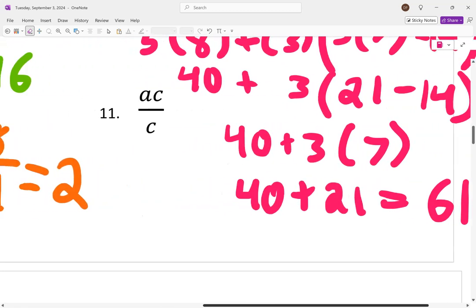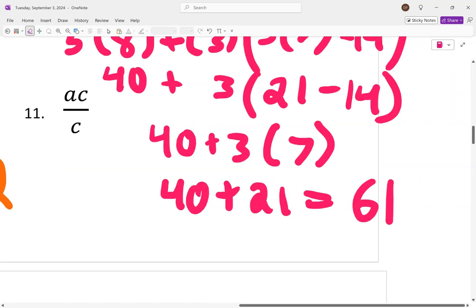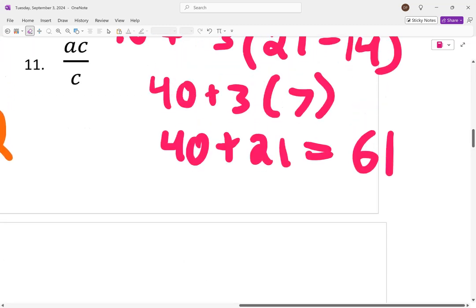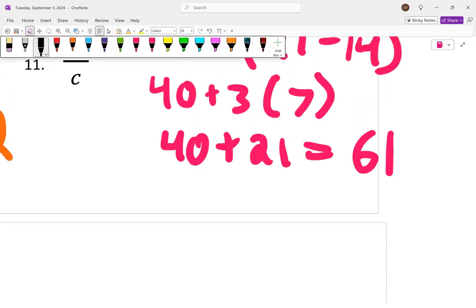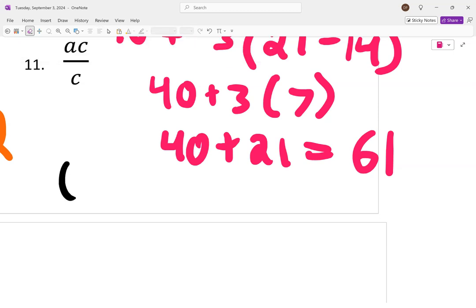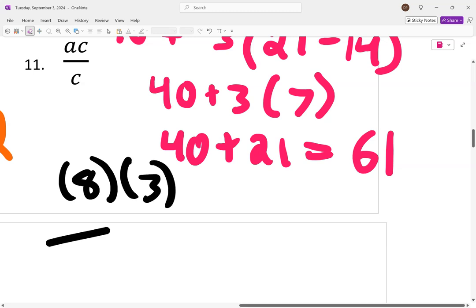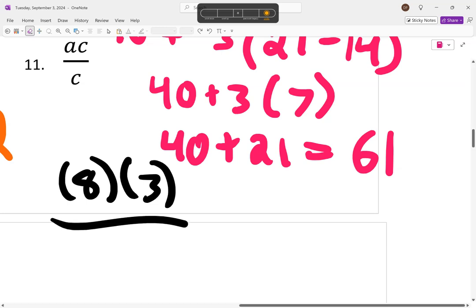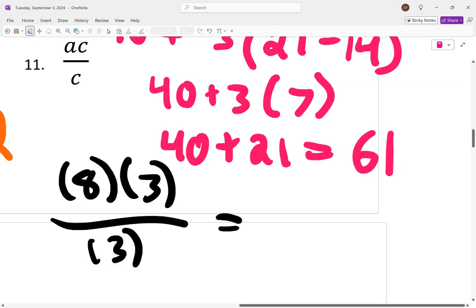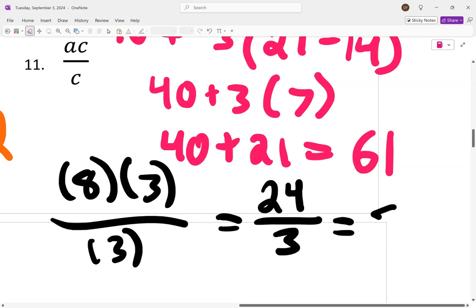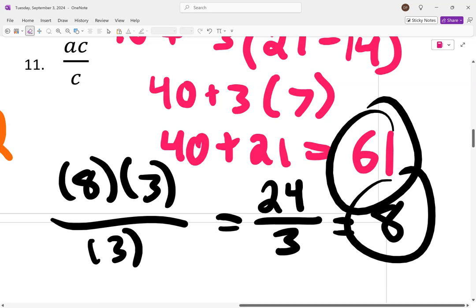Ooh, I don't have any room. AC over C. What if I move down? All right, I'll do it down there. Okay, go ahead. First, you're going to write 8 in parentheses, and next to it. So what's A again? 8. And what is C? 3. Over 3. Okay, cool. Then you're going to multiply 8 times 3, which equals 24 over 3, which gets you 8. Cool. All right, excellent job.